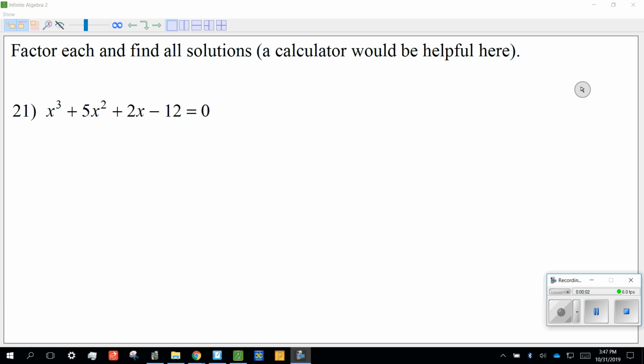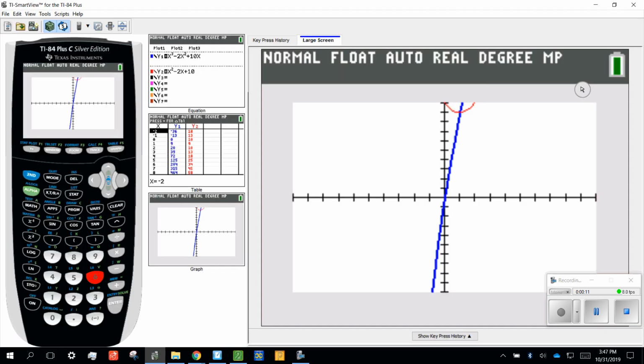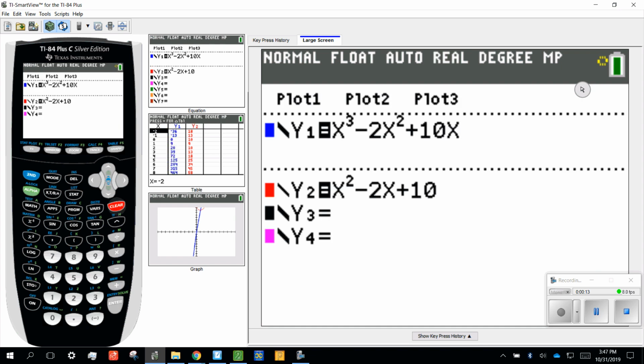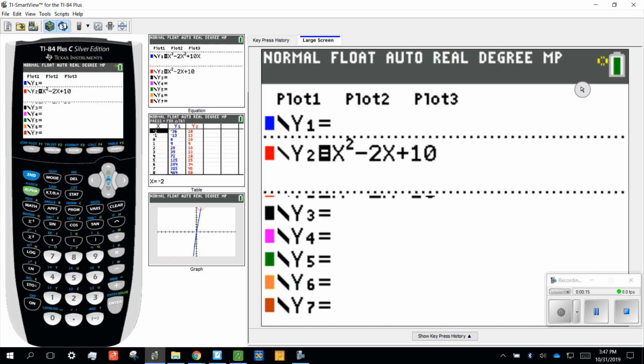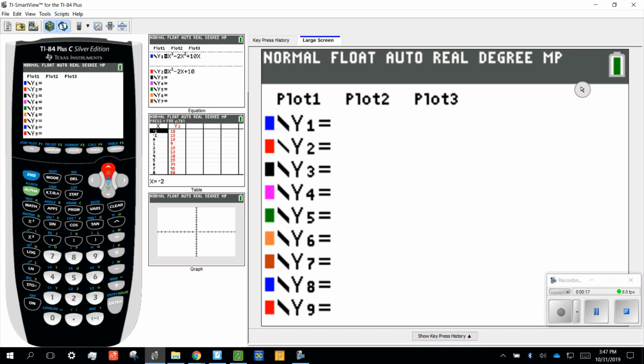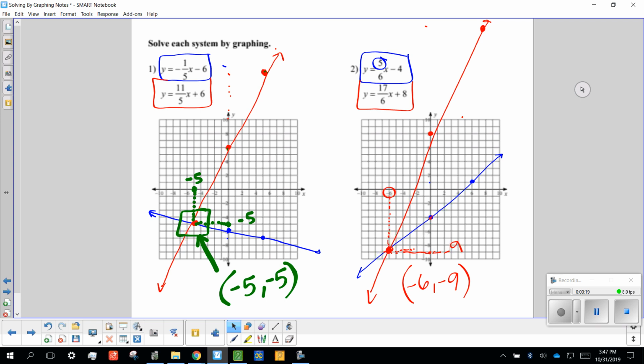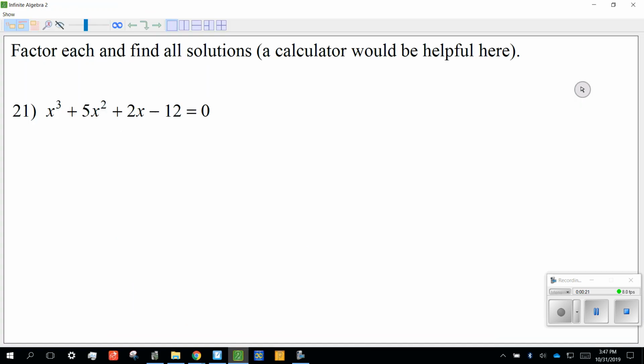Okay, so factoring and finding solutions on 21. If we were going to factor it, first we need to find a factor. And we know since it's cubic that it has at least one real zero. It would be ideal if it was an integer. That would help us out a lot.